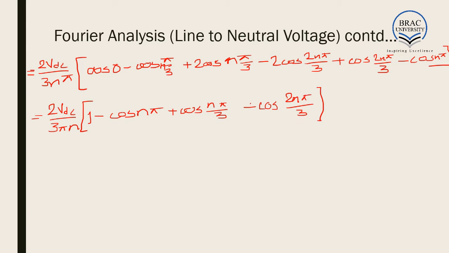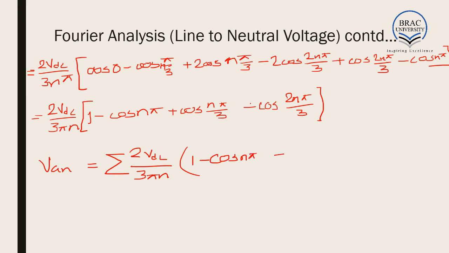So we get VAN that we have been measuring is equal to the summation of 2 VDC by 3 pi n times 1 minus cos n pi plus cos n pi by 3 minus cos 2n pi by 3, times sin 2 pi f n t.